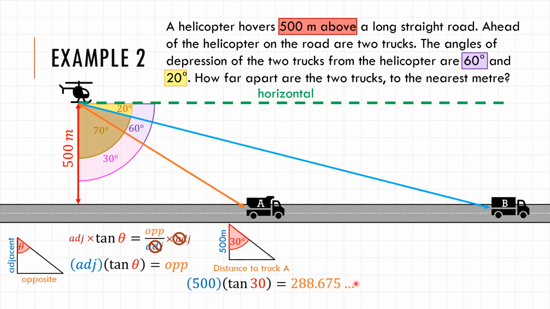288.675. And there's many decimals after this. And I'm not going to round this number. My calculator holds it in its memory, or if I want, I can use the exact expression as well when I'm doing any further calculations. And then I need to find out, okay, if this truck is 288.675 meters away, how far is truck B from here? And I can use a very similar triangle, except the angle up here, of course, is 70 degrees.